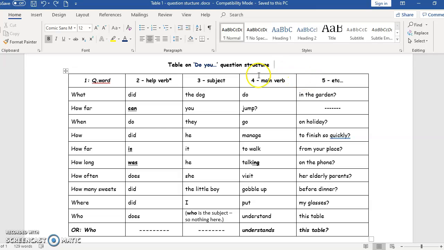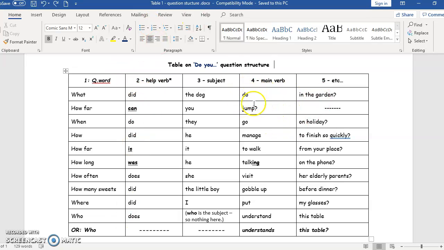Number four is the main verb. Every sentence has a main verb. Here it's again do, because do can also be a main verb. Be can be a main verb. Have can be a main verb. But they are also help verbs, depending where they are in the sentence.